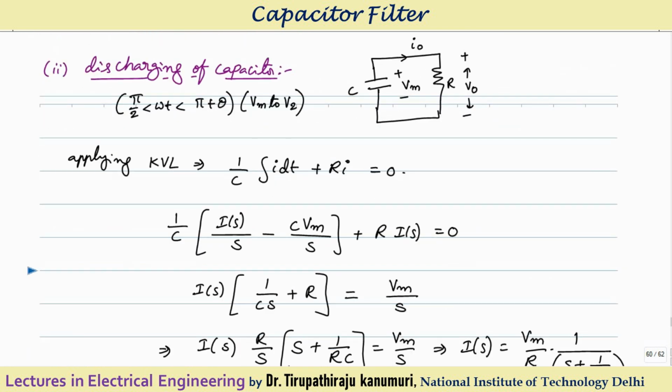Now coming to the discharging. During discharging, your supply is disconnected. Now your capacitor will start supplying your load. Let us assume that value is equal to I naught.